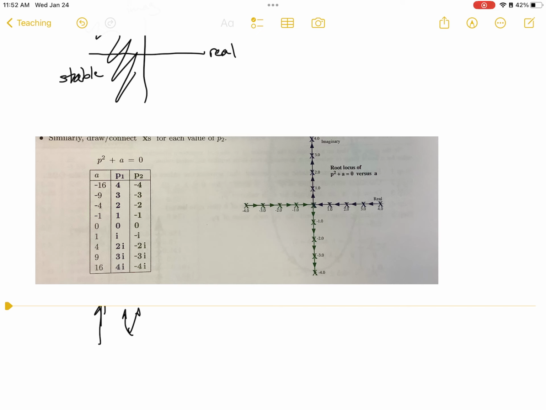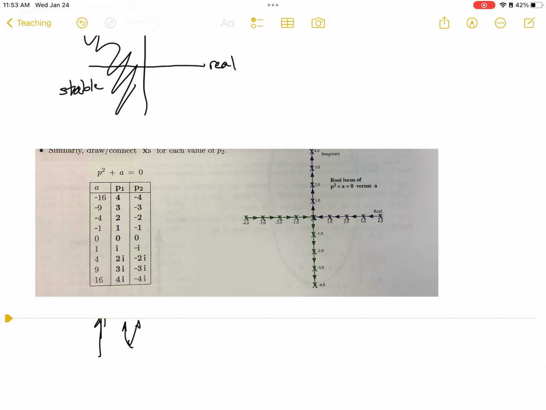You can see that when a is negative 16, you get plus or minus 4. Then as you go down, we get plus or minus 3, plus or minus 2, plus or minus 1. At 0, you have a root of 0 with multiplicity 2, so the roots are on top of each other. Then you start to diverge, not along the real axis but along the imaginary axis, the vertical axis, and so the roots start to go up and down.